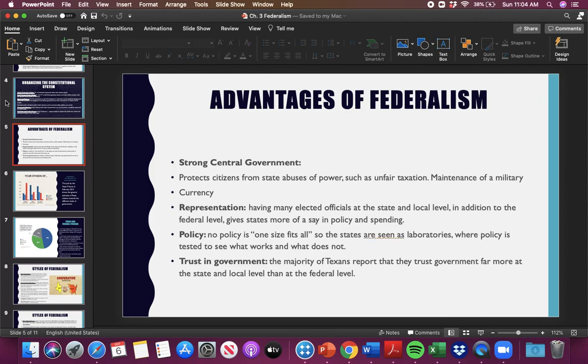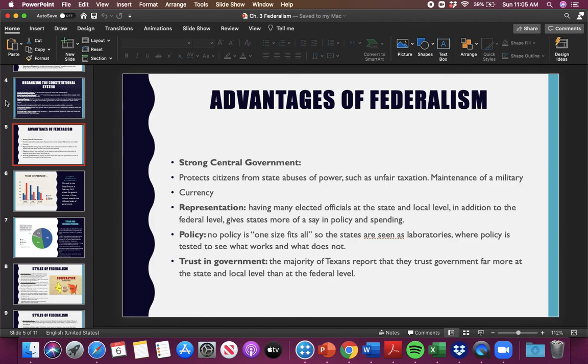All right, so what are the advantages of having this system of government in place? One is we have a strong central government. Now, depending on your political point of view, that can be a pro or a con. But most people see this as a pro. Having a strong central government tends to protect people from abuses of power. Now, this current administration is a bit different than ones that we've had in the past. But the idea is that typically it would be the states that abuse their power, and the federal government would step in to regulate that.